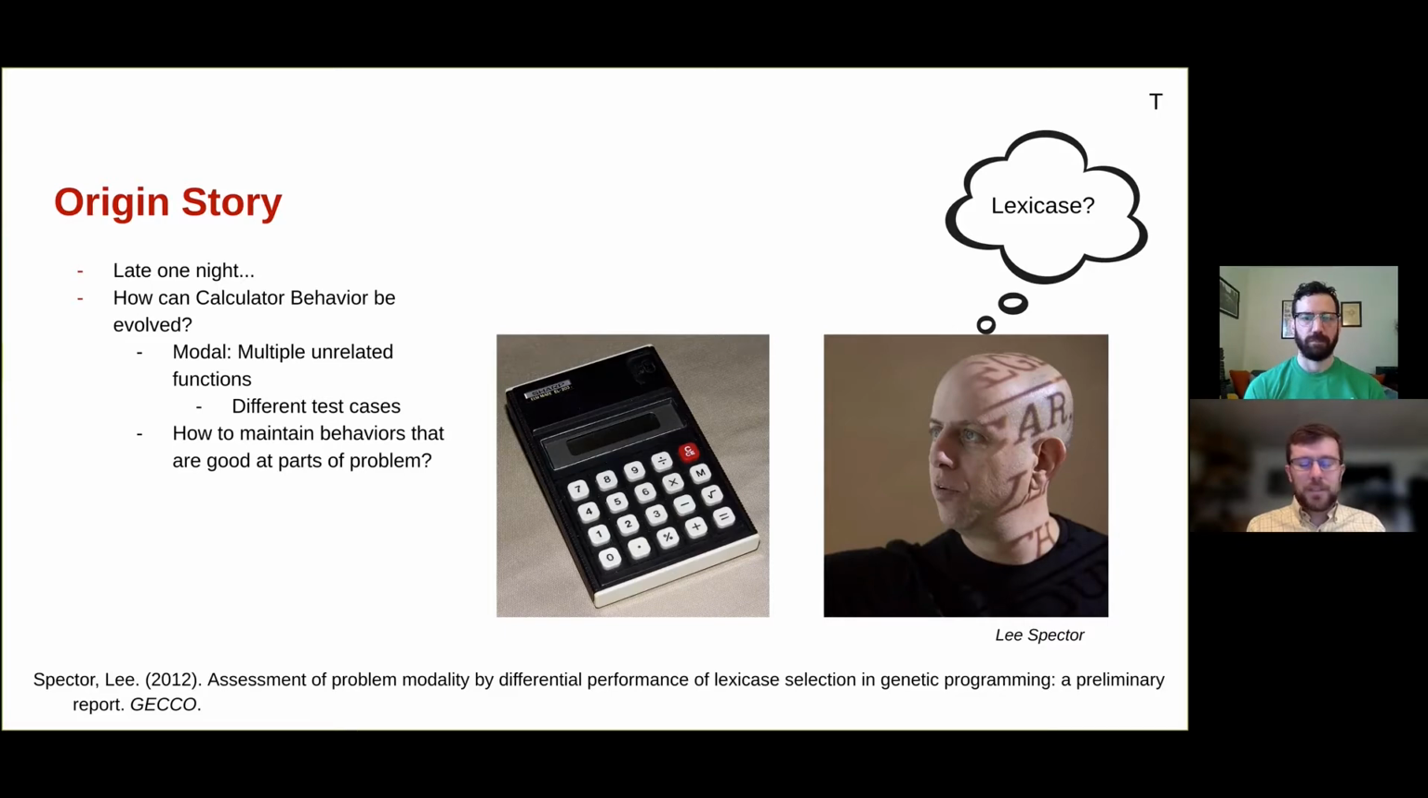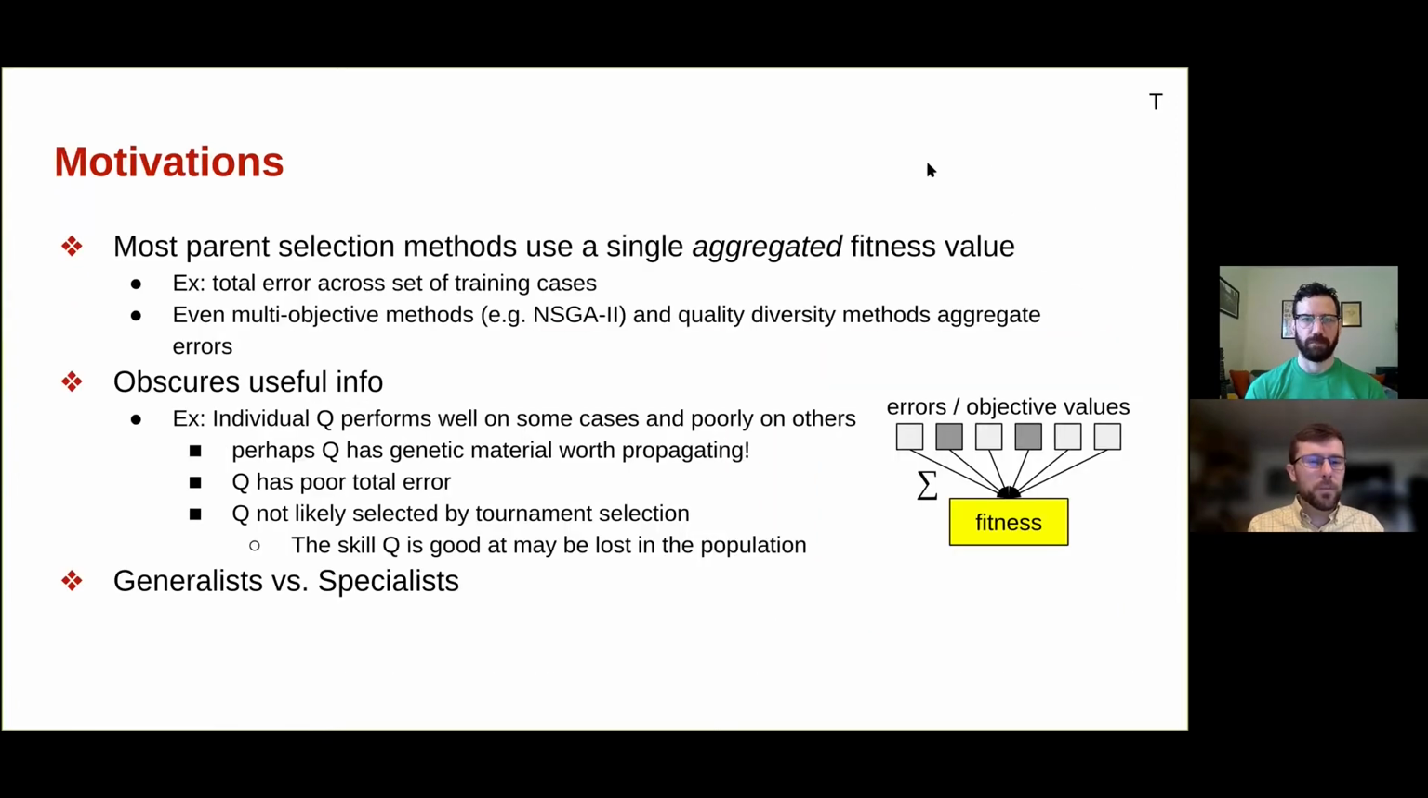And so the key motivation here is that in many cases, we want to be able to emphasize programs, or in general in evolutionary computation, emphasize individuals that do well at some parts of a problem, even if they don't necessarily perform well at all parts of the problem. And so with this in mind, I want to talk more generally about the motivations here. I've mentioned a bunch of these things already, but I want to go into a little more detail.